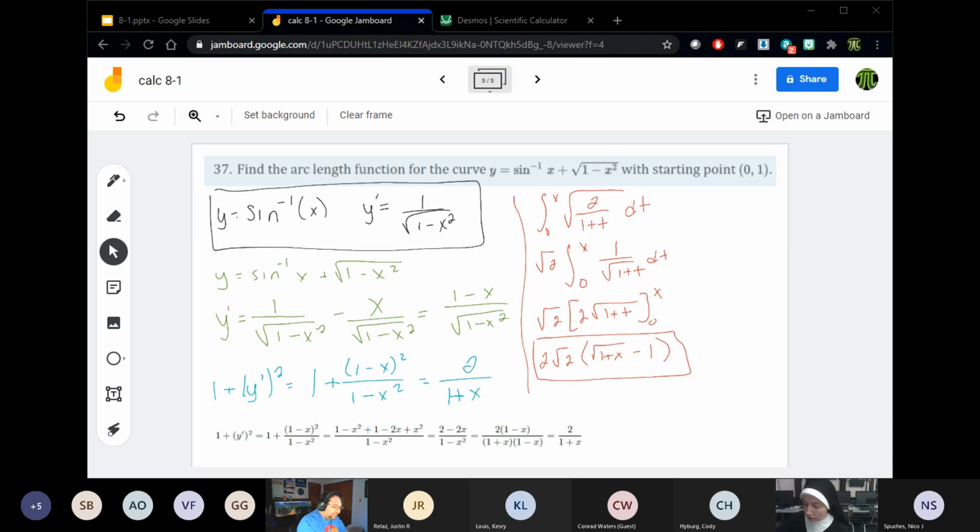And we did a quick u substitution when we had the 1 over the square root of 1 plus t. That's how we got rid of that part.